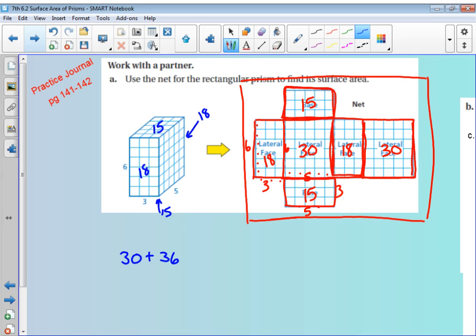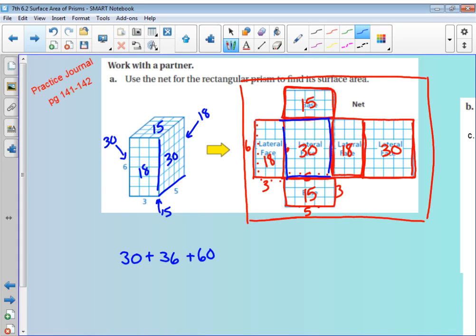And then I also have a side, which is right here, which was 5 by 6. That was this part right here. Okay, and that was 30. Well, I've got another one over here that's also 30 that we can't see. So 30 plus 30 gives me 60.